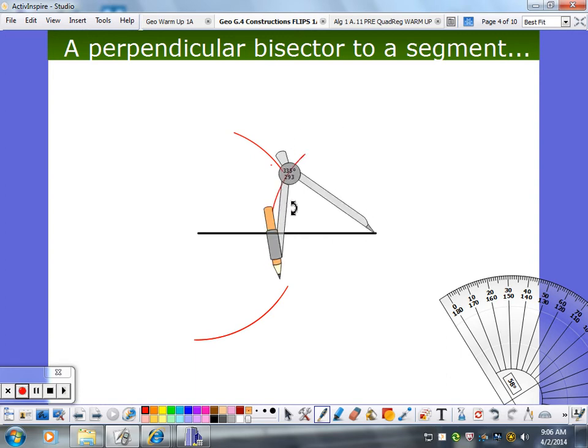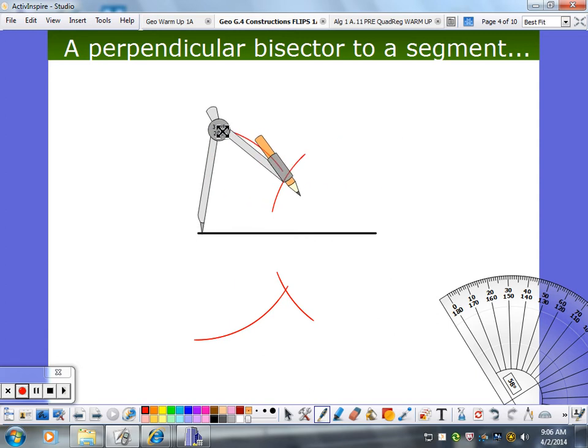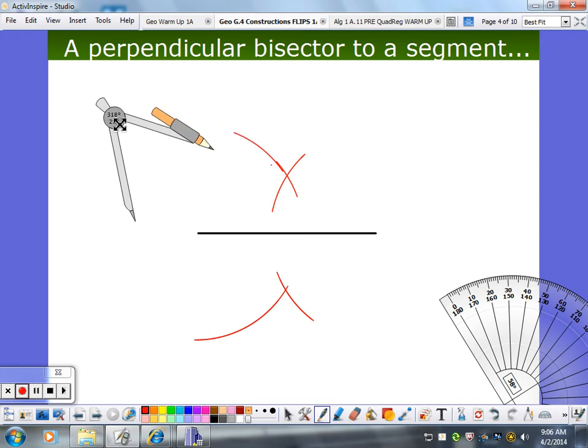Then I'm going to go below and make another one. The idea is they meet like an intersection. I have to fix mine because I didn't make it big enough. You might not have made it big enough either, so I'm going to extend my other arc a little bit. Basically you're opening it a little more than halfway, above, below, turn it around, above, below, and you should get this intersection.